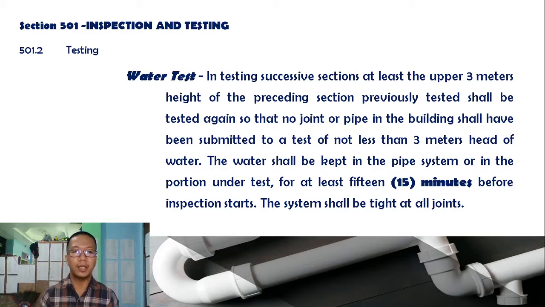Pwede siya mo taas gamay, pero dili pag taas kaayo. Human error lang gud kanang ginagmay. Pero dapat dili siya mo baba sa 3 meters ang head sa tubig. In testing successive sections, at least the upper 3 meters height of the preceding section previously tested shall be tested again, so that no joint or pipe in the building shall have been submitted to a test of less than 3 meters head of water.